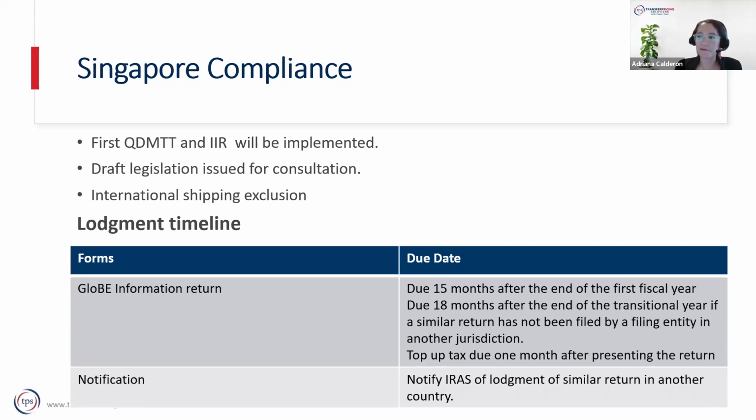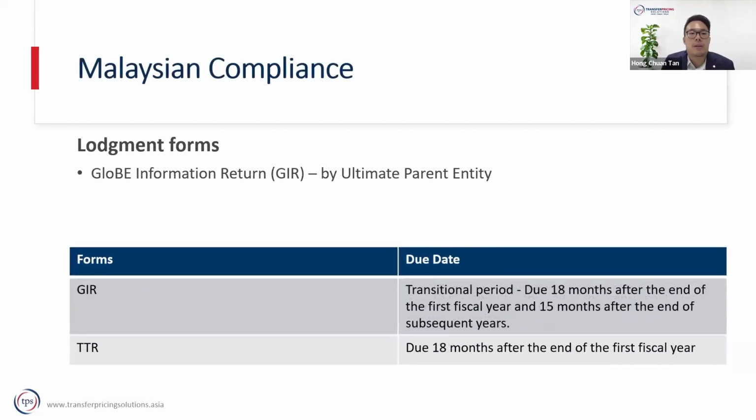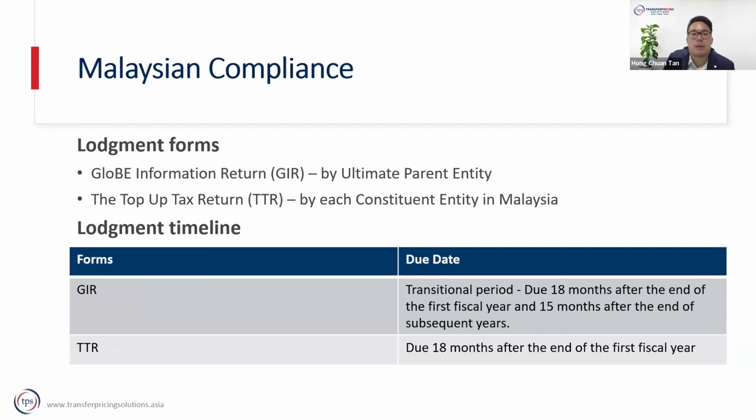Honcho in Malaysia. Yes. For Malaysia, Malaysia's GMT guidelines are underway, to be released obviously before the implementation in 2025. We have obviously the GLOBE Information Return. So I guess we can treat the GLOBE Information Return as a CBC report type of information, whereby the GIR is actually lodged by the ultimate parent entity, and this GIR is actually exchanged between jurisdictions. Then we have another return called the top-up tax return, whereby each constituent entity in Malaysia will need to prepare and lodge accordingly. The due dates are very similar.